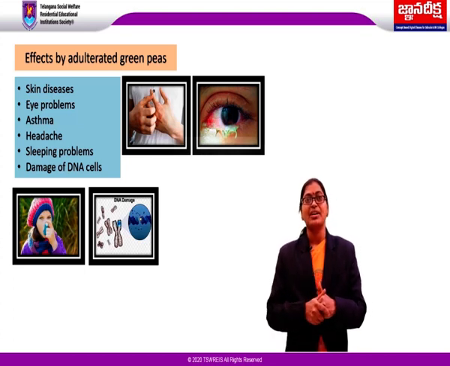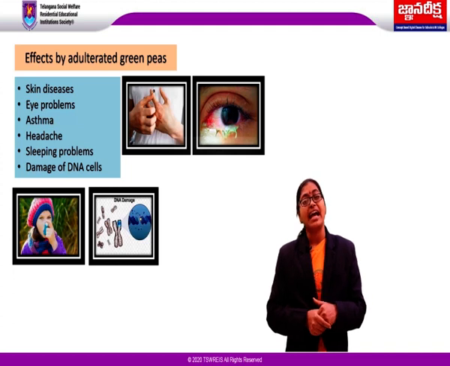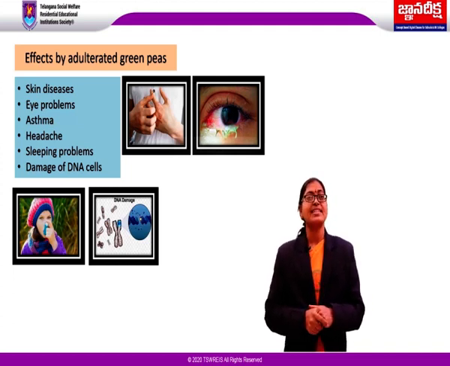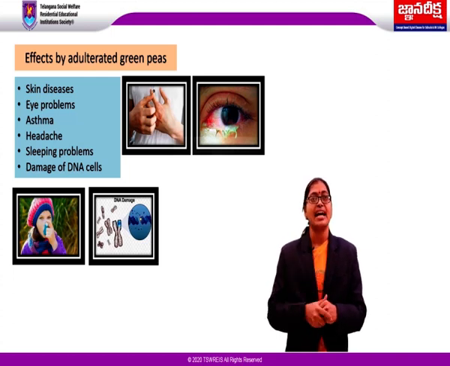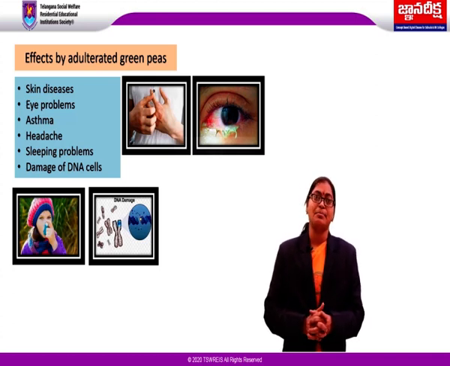What is the third problem? So here, along with the skin diseases, we can also see eye problems and asthma also. What is meant by asthma? Asthma is a disease which is related to the respiratory tract. The upper respiratory tract is going to be infected due to the intake of adulterated green peas.